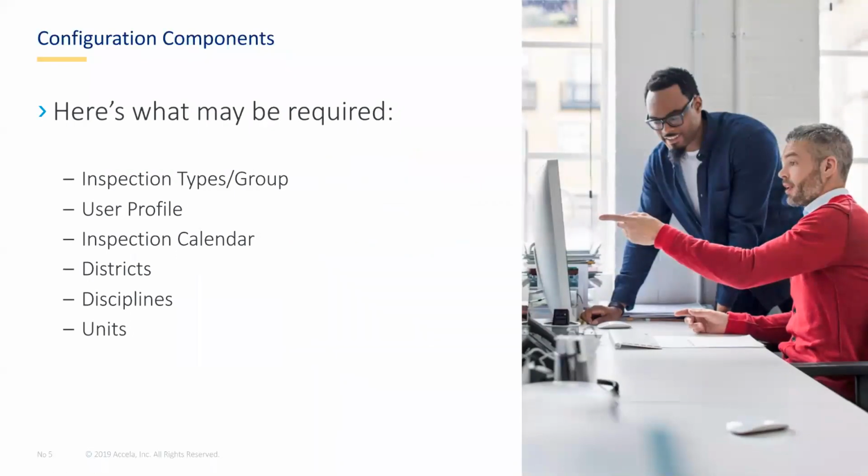Here are some things that may be required depending on how you want to set up. Inspection types and groups, you have to have those pre-configured. User profiles, you'll need at least some users set up as inspectors. An inspection calendar will be required, and I'll show you where to do that. Districts and disciplines will be required if you choose to use districts and disciplines for your inspectors to assign inspections. In the demo today, I'm going to show how to use districts and disciplines, but you can turn that off if you want. And then also units. I'm going to talk a little bit about units here in a minute.